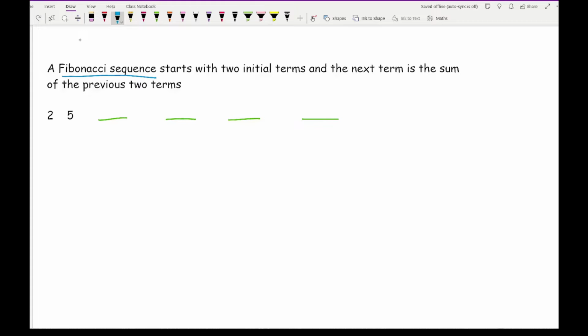So here the third term is going to be 2 plus 5, which is 7. The next term is going to be 5 plus 7, which is 12. The next term is going to be 7 plus 12, which is 19. And then the sixth term is going to be 12 plus 19, which gives me 31.